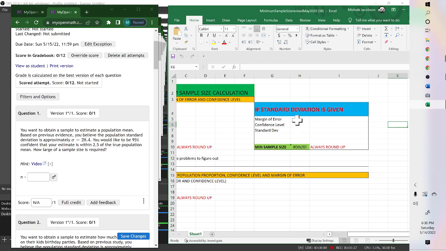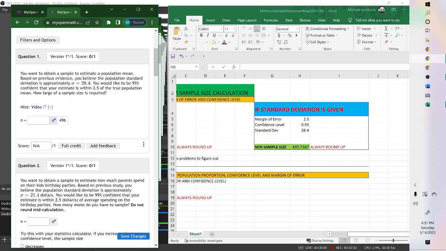So the margin of error is what your estimate is within, and that's the 2.5. The confidence level was, I forgot what it said, 95, so 0.95. And preliminary standard deviation, 28.4. And so then here's your answer. Always round up no matter what that decimal is. 496. So that is the ones if a standard deviation is given.